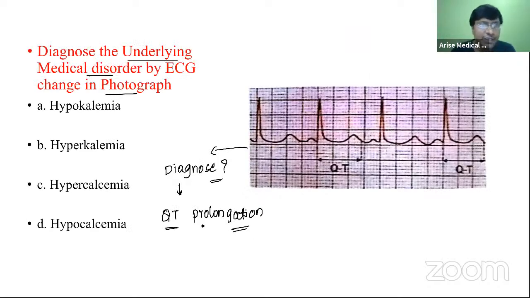So now, if you take the QT interval in this patient, you see, this is the Q wave, the onset of the Q wave, and this is the end of the T wave. So this is what is your QT interval. So how many boxes do you have in this QT now? You have totally 3 large boxes.